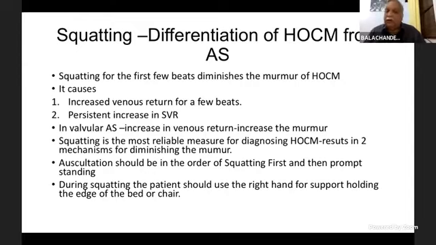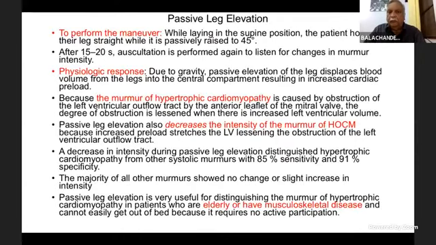And auscultation, as I already told you, is the order of squatting first and then increasing. And the patient, I forgot to mention, should use the right hand for support on the edge of the chair during squatting. But important thing is that the knees have to be drawn into the abdomen.